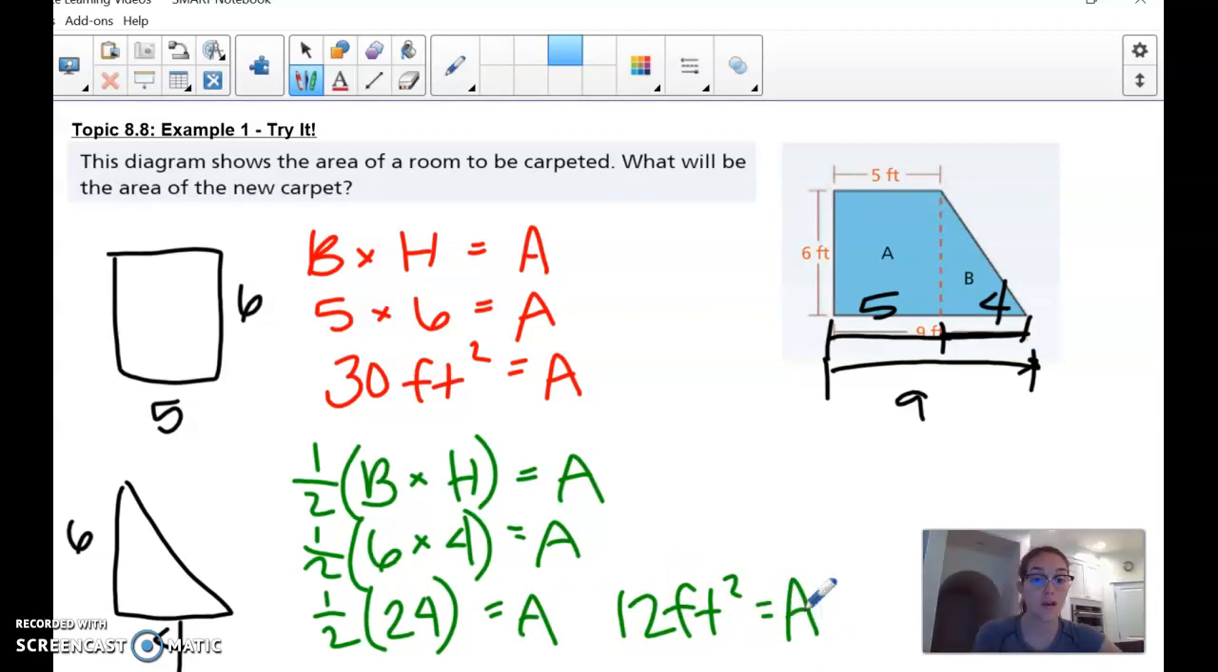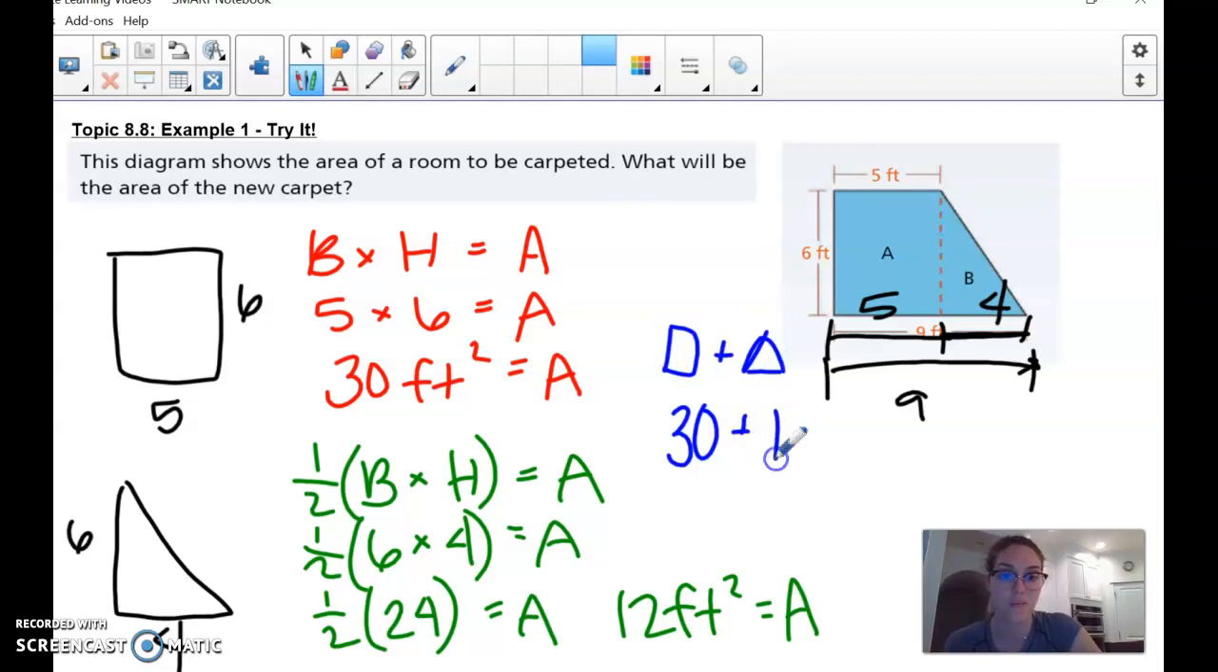Now, my final piece that I need to look at is the area of everything together because this carpet is made up of the rectangle and the triangle together. So I can look at 30 feet squared, which is the area of the rectangle, plus the area of the triangle, plus 12, is equal to 42 feet squared.